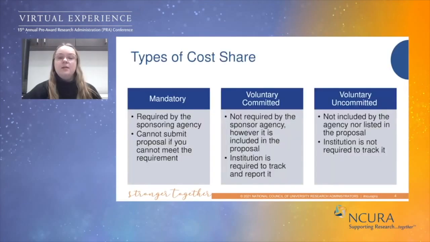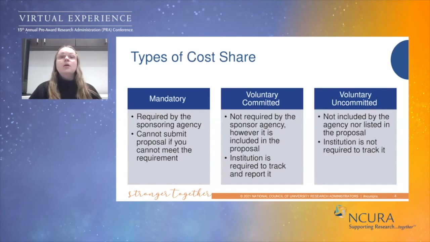With that being said, there's actually different types of cost share. The three I have listed here are the common ones that you will see. The first one is mandatory. Mandatory cost share is something that's required by the agency. A really fabulous example of this is that the Department of Energy usually has several announcements that require 20% cost share or 50% cost share. This is something you have to include in your proposal.